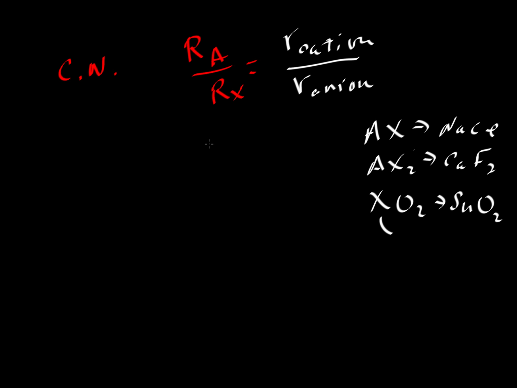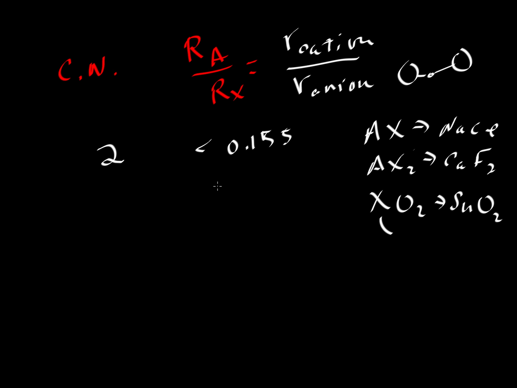And if that ratio is less than 0.155, so if the cation is small compared to the anion, then we're only going to be able to fit 2 anions about it. So that cation will be bonded to simply 2 anions and no more.